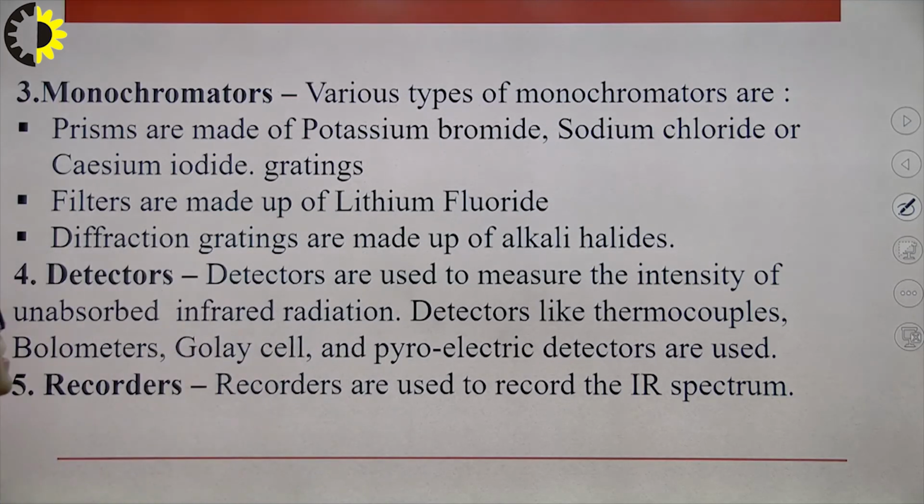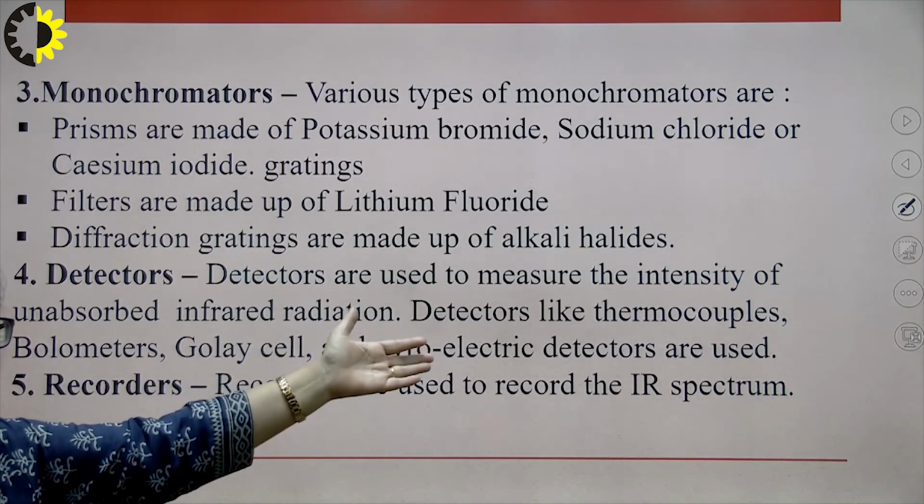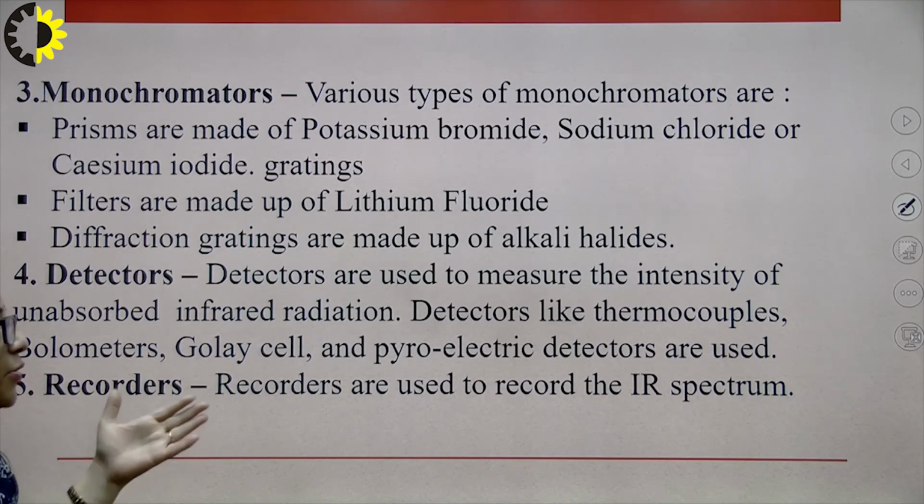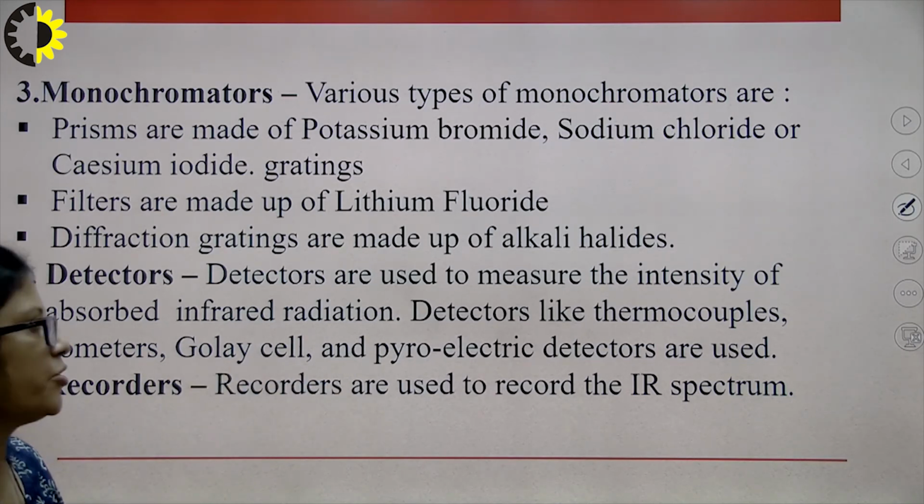Monochromators are used to cut down the light of all other wavelengths. Only a single wavelength of light passes through them. Then there are detectors. Generally the detectors we use are thermocouples or bolometers. Recorders are used to record the IR spectrum.